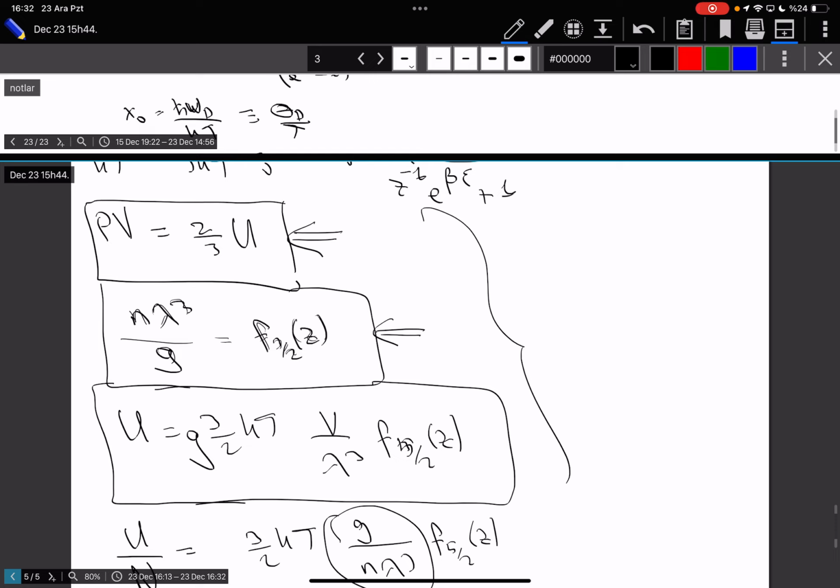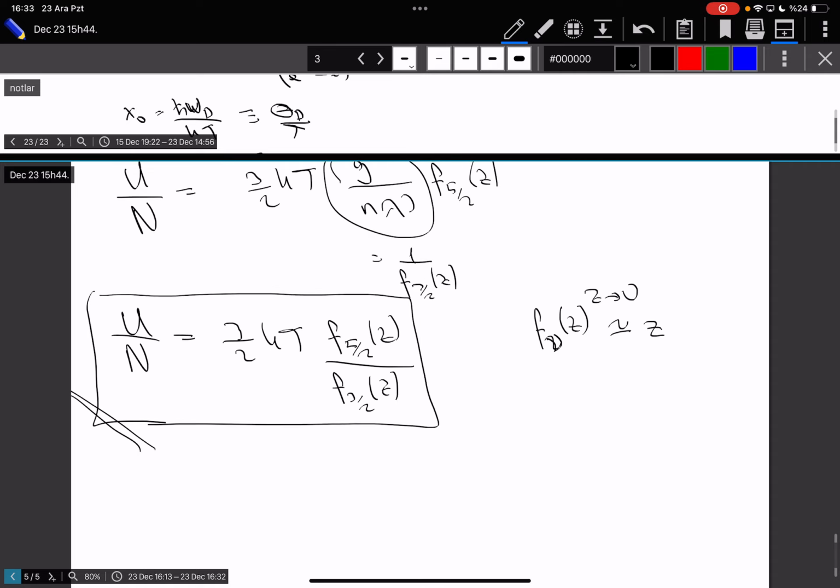That is, either you have a very rarefied gas, a small number of particles per volume, so n is small, or lambda might be very small, the thermal wavelength. And remember, thermal wavelength is proportional to 1 over the square root of temperature. So lambda being very small means that temperature is very large.